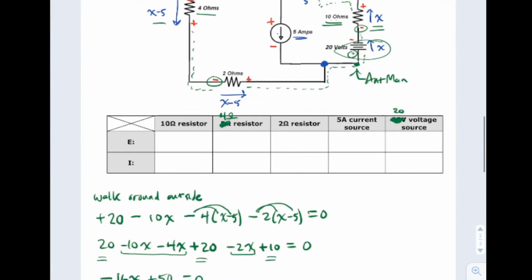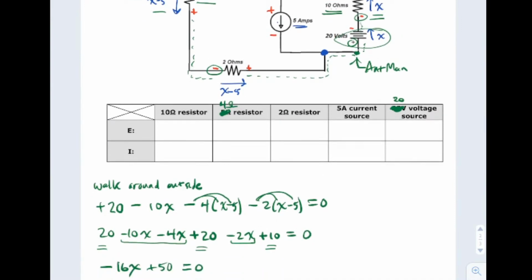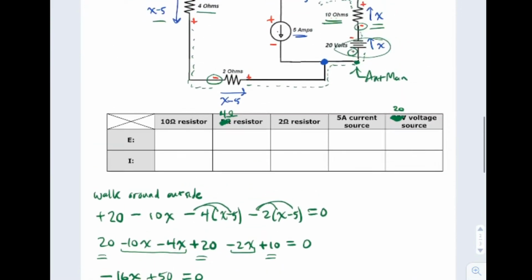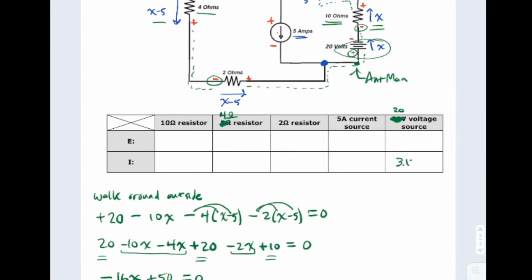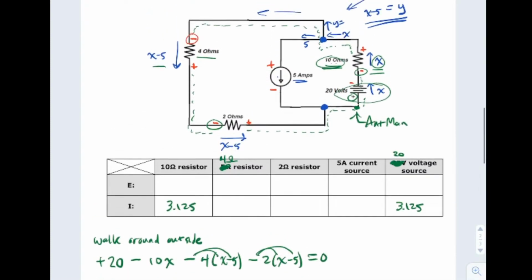And now we'll start cranking. So we have X going through the 20 volts. X was 3.125. We got 3.125 amps going through the 20 volt. That same current X is going through the 10 ohm. So through the 10 ohm, 3.125 amps. Cool. Through the 4 ohm over here, we have X take away 5.